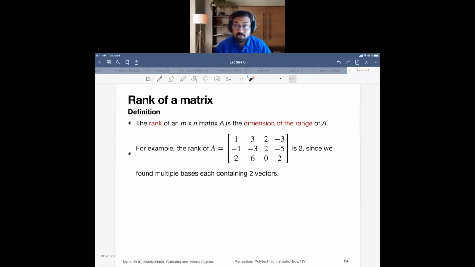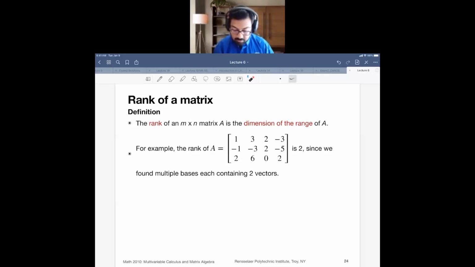All right, let's talk about the rank of a matrix and nullity. This is going to be very straightforward. What is a rank and what is a nullity? Rank is defined as the dimension of the range of A. What is the range of A? The range of A is the column space of A. So if you find the column space of A, you look at the basis, and the number of vectors in there gives you the rank.